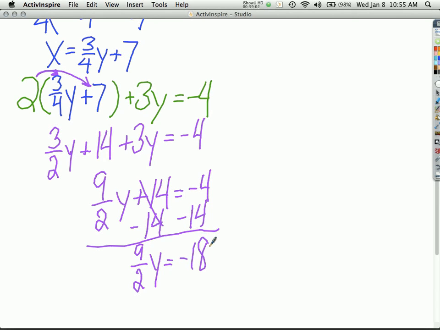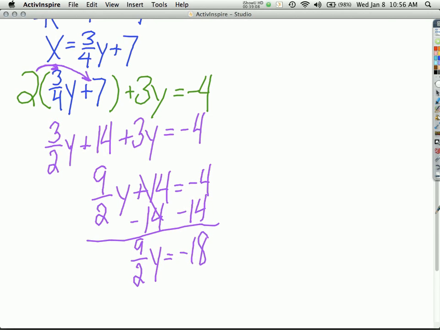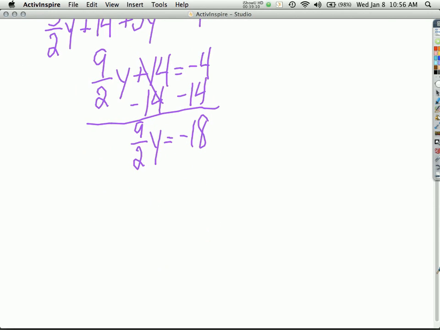How do I solve an equation that looks like that? Catalina? Very good. Multiply by the reciprocal. 2/9 times 2/9. And that actually works out very nicely. What do we get for y?